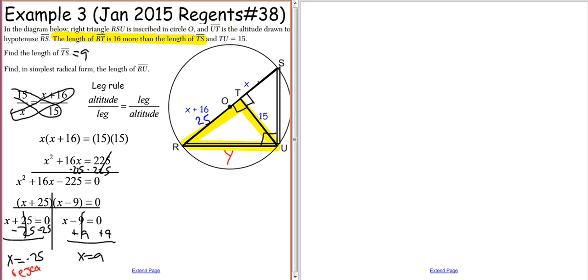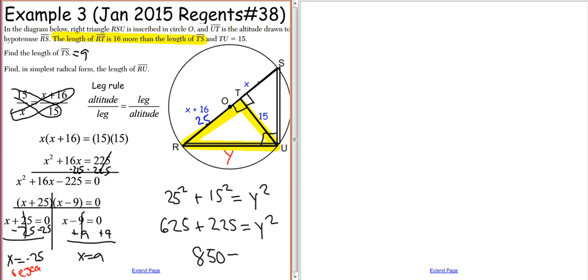So to find y, it's going to be 25 squared plus 15 squared equals y squared. 25 squared is 625. 15 squared is 225. 625 plus 225, we get 850 equals y squared. So now we have to square root both sides.